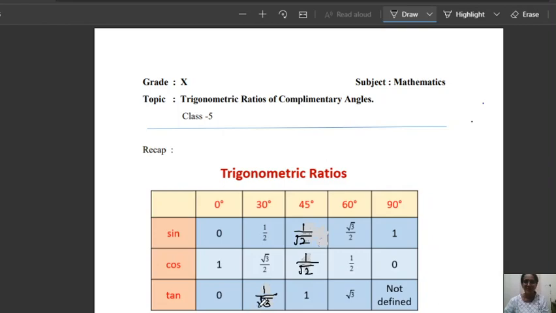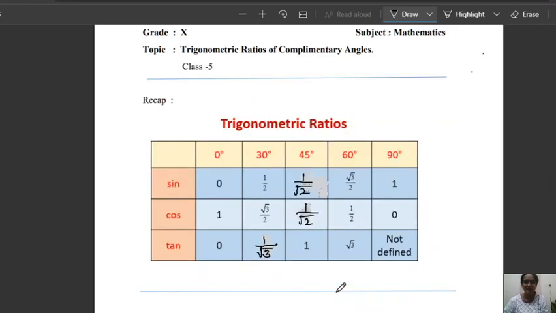Good morning. Now we have learned how to get trigonometric ratios in a right angle triangle, and you know the values of trigonometric ratios for some specific angles, that is 0 degree, 30 degree, 45 degree, 60 degree and 90 degree. Whatever we have learned, we will recap once.